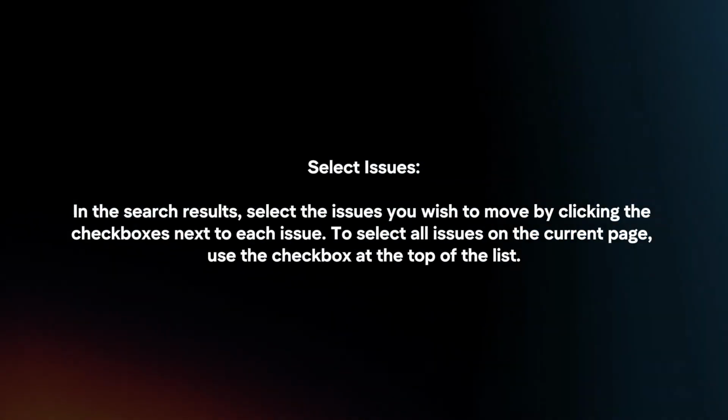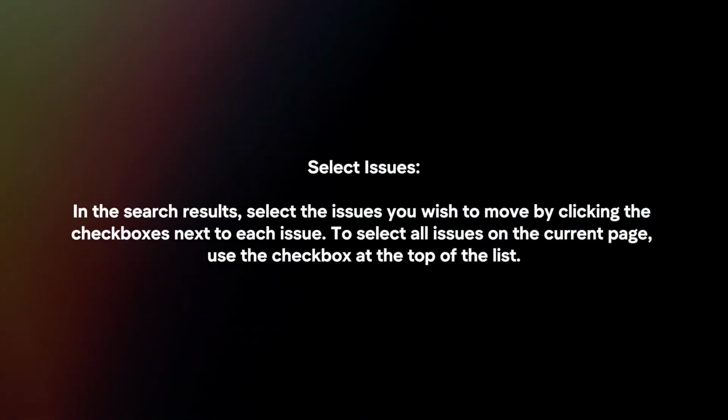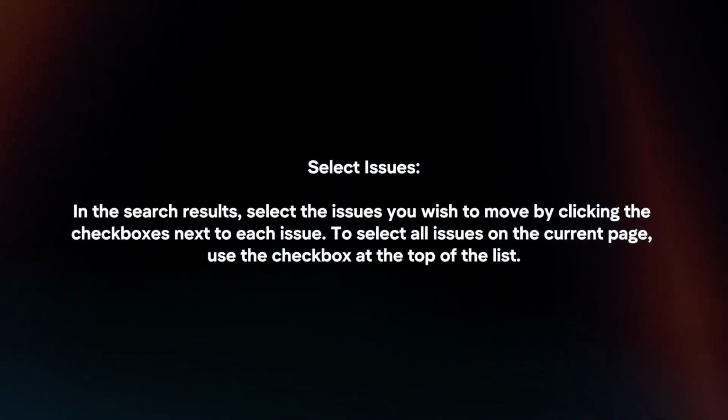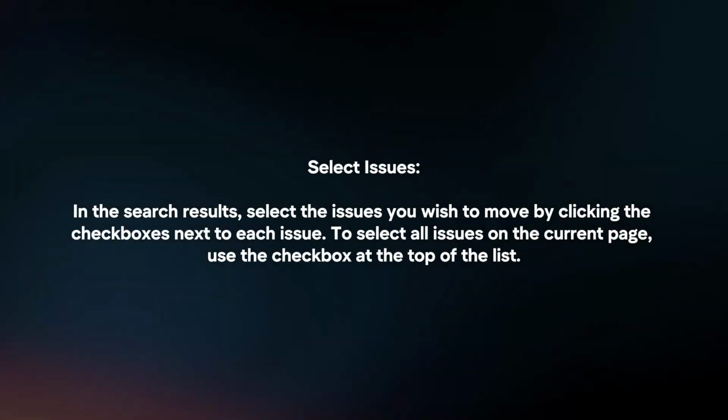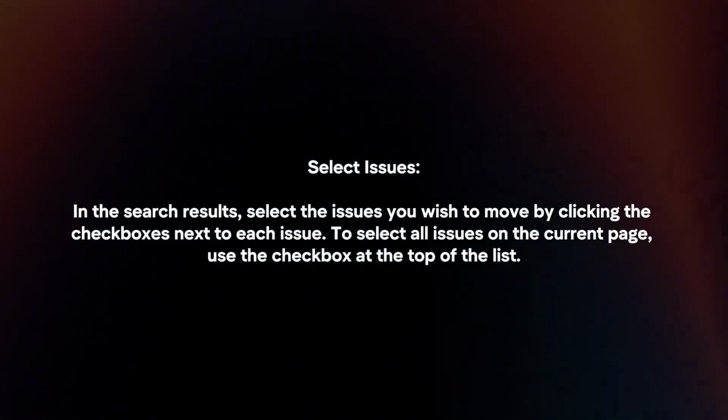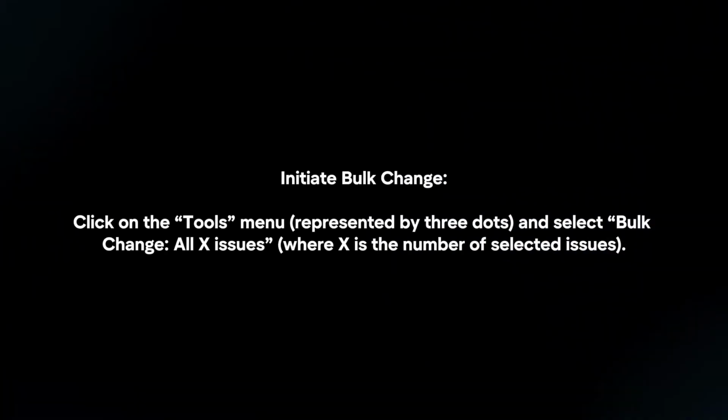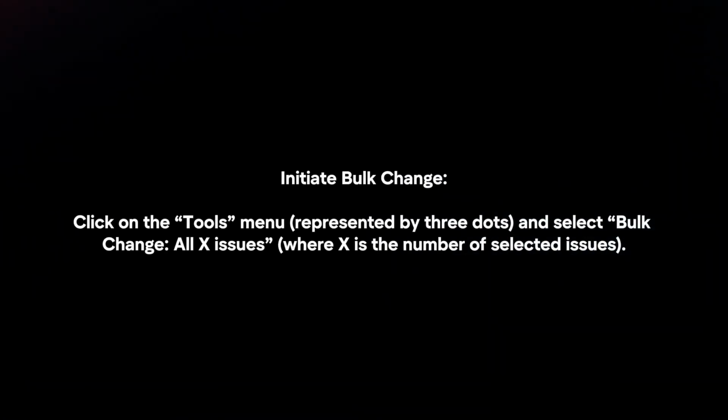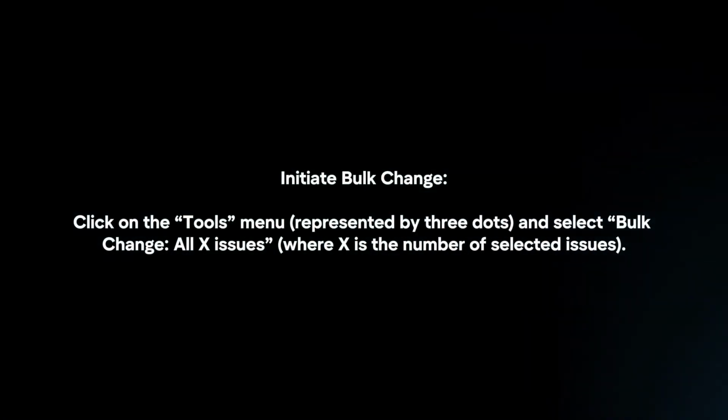Select issues. In the search results, select the issues you wish to move by clicking the checkboxes next to each issue. To select all issues on the current page, use the checkbox at the top of the list. Initiate bulk change. Click on the Tools menu and select Bulk Change All Issues.